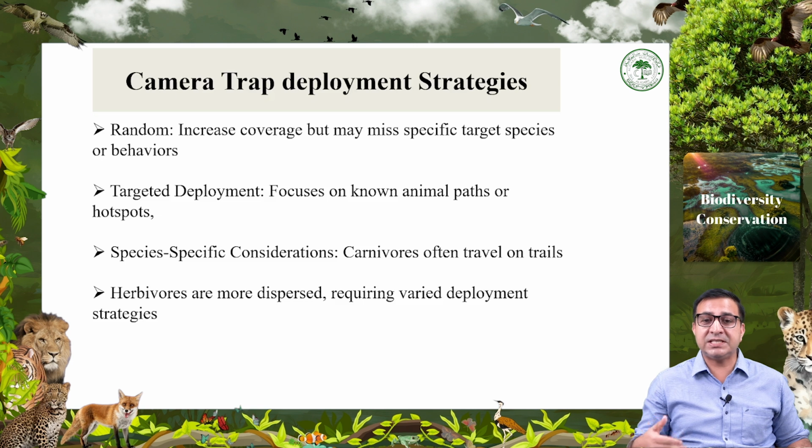Lastly, species specific deployment alters camera placements based on the species biology. What type of species you are going to study, based on their biology, the design goes accordingly. For instance, carnivores often use trails and roads, making these prime locations for camera traps. If someone is interested in carnivores, the trails and roads are ideal for camera trap deployment. And if someone is interested in herbivores, they require more dispersed and flexible deployment strategies to capture the movements of the different herbivore species.